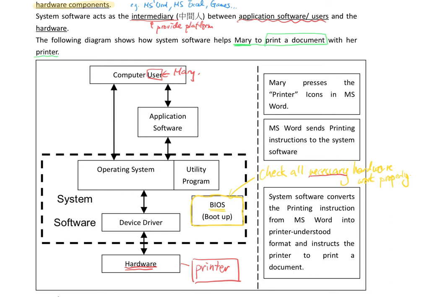After we run the BIOS and check that all the hardware works properly, another system will be run, that is the operating system, which will be loaded from the secondary storage. Then it will provide a platform to the user, such that Mary can operate the computer with the operating system. After the operating system runs properly, Mary can run the required application software. In this case, she will run Microsoft Word.